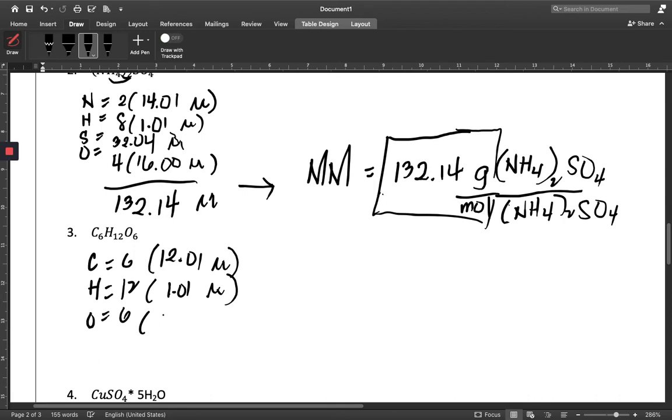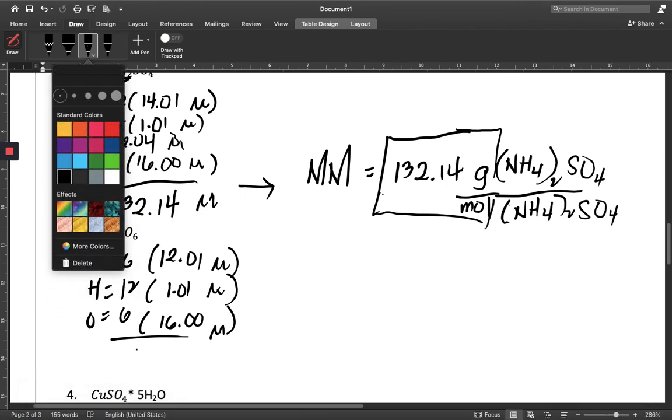6 times 16. Now you notice that this is a product of non-metals that are bonding, so practically we are looking for the molecular mass of glucose. Okay, so this is the glucose molecule. And so what we have here is 6 times 12.01 plus 12 times 1.01 plus 6 times 16, which gives us a total of 180.18 atomic mass units.